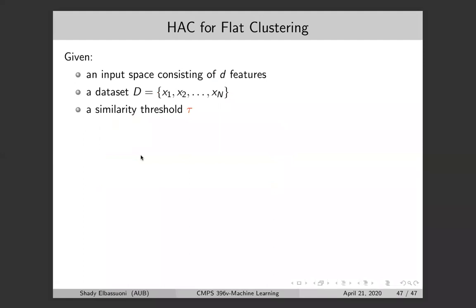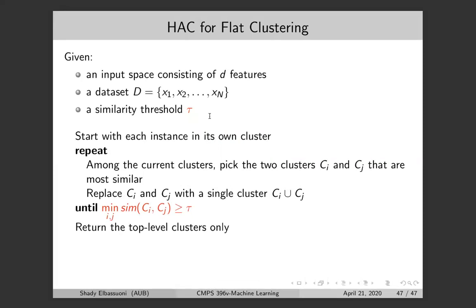Okay, final thing, and then we're done. So the last slide: using HAC for flat clustering, hierarchical clustering for flat clustering. By flat clustering, I mean a fixed number of clusters K, you don't have this hierarchy. So again, I'm giving an input space which contains D features, a data set of N points, and a similarity threshold tau. I'm gonna use the similarity threshold tau to drive the clustering approach.